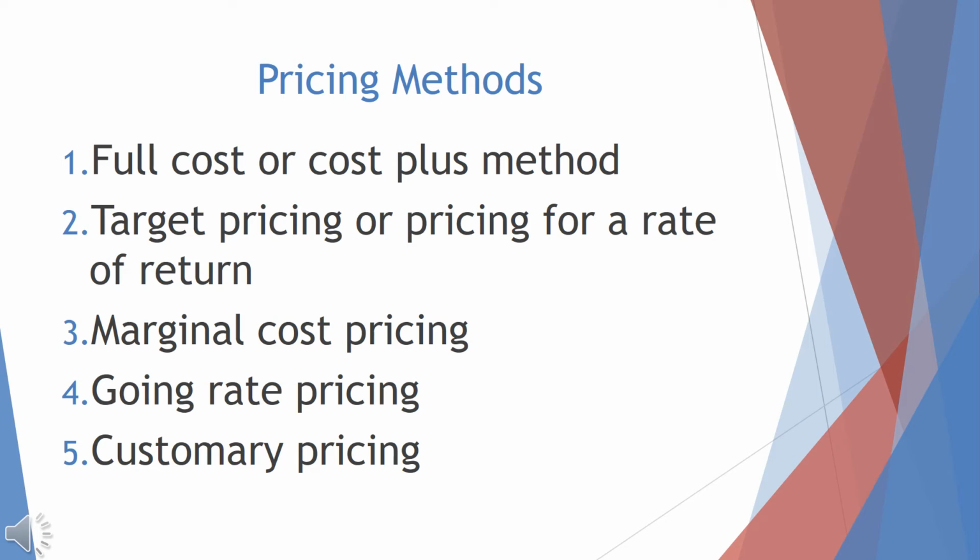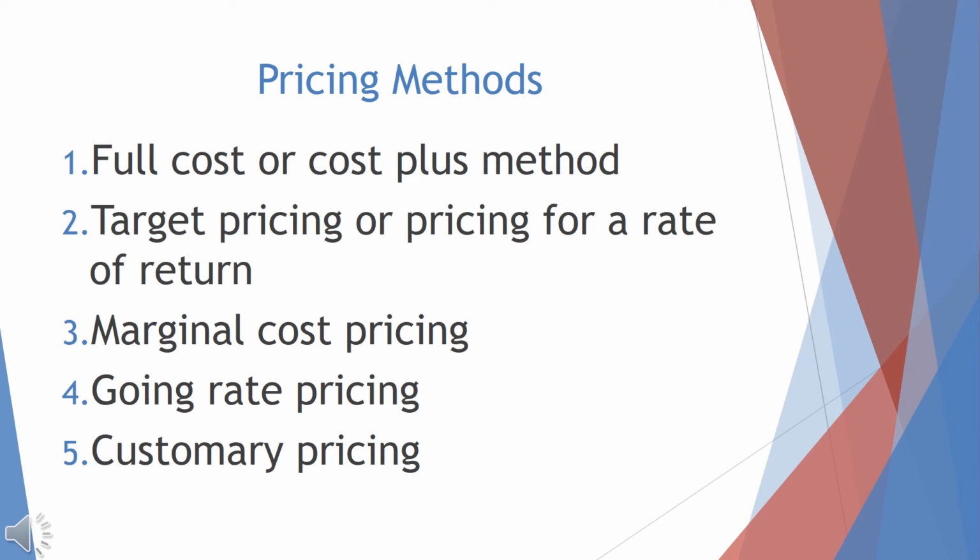Second one, target pricing or pricing for a rate of return. According to this method, manufacturers consider a predetermined target rate of return on capital invested. In this method, the companies determine the average markup on costs necessary to produce a desired rate of return on the company's investment. The company estimates future sales and costs and arrives at a markup that will achieve a target return on the company's investment.